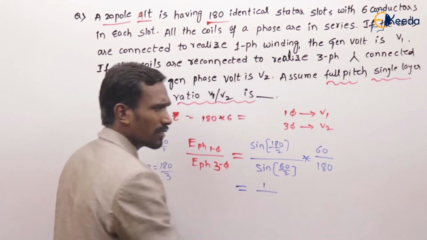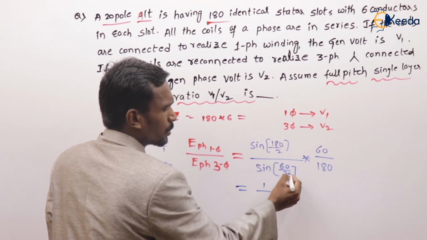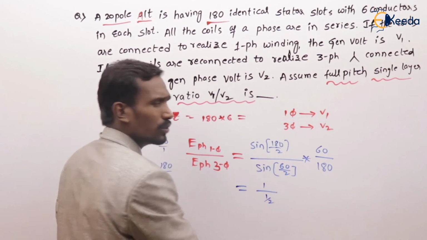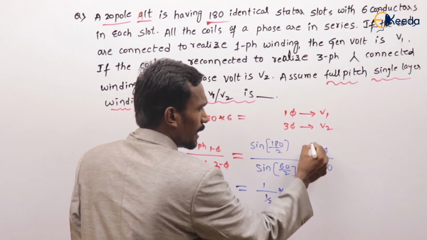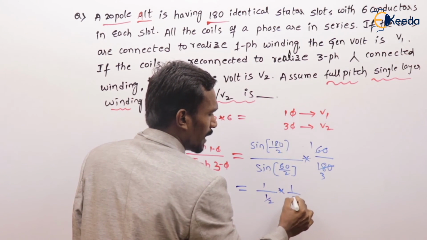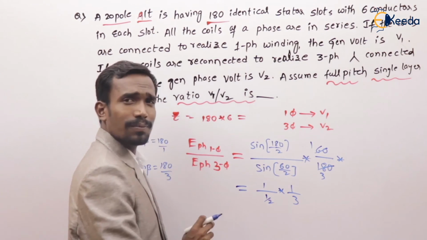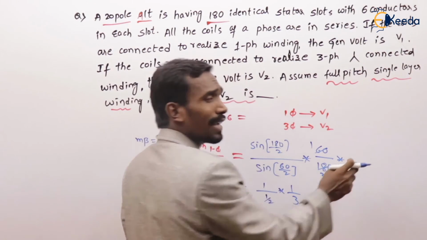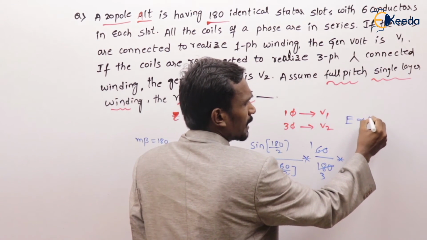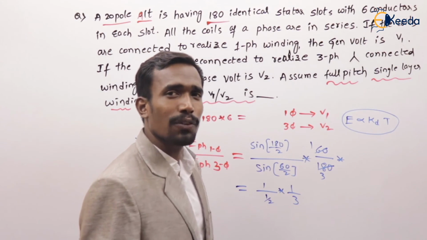Yeah, sin 90 is 1. And what is the value here? Sin 60 by 2 is 1 by 2. 1 by 2 divided by, sin 180 by 2, 1 by 3. And again we have to find out EMF, right? So we have to multiply with the number of turns. What is the formula actually? The EMF is directly proportional to Kd into number of turns.